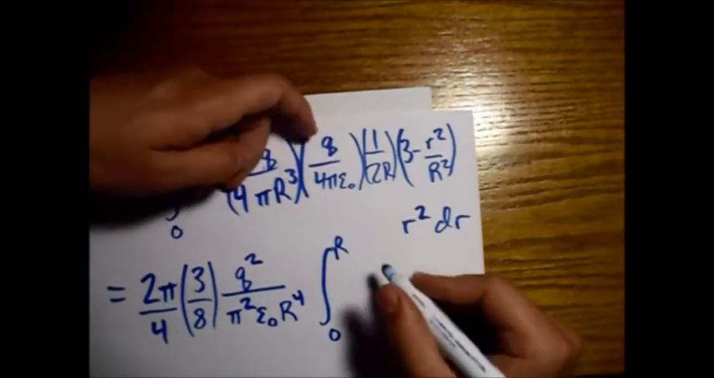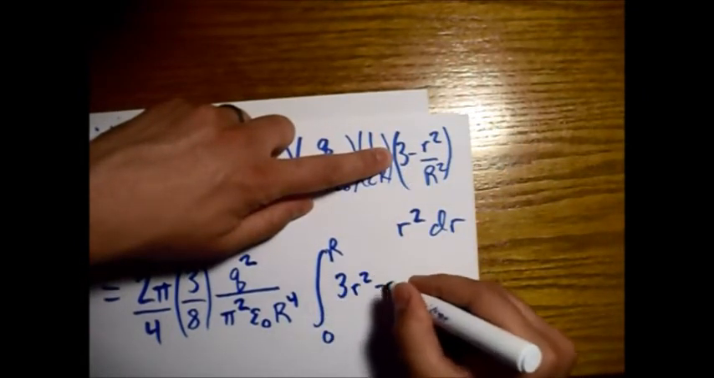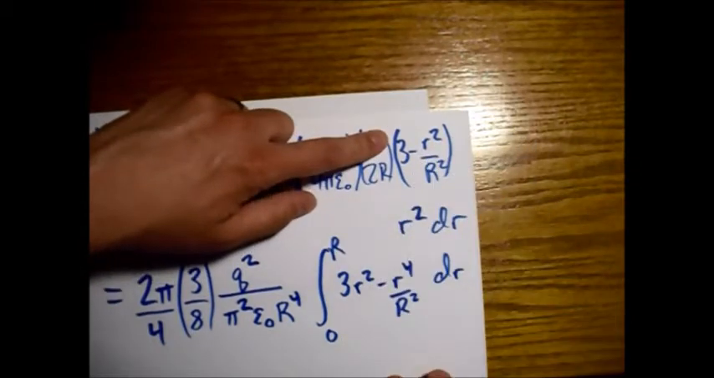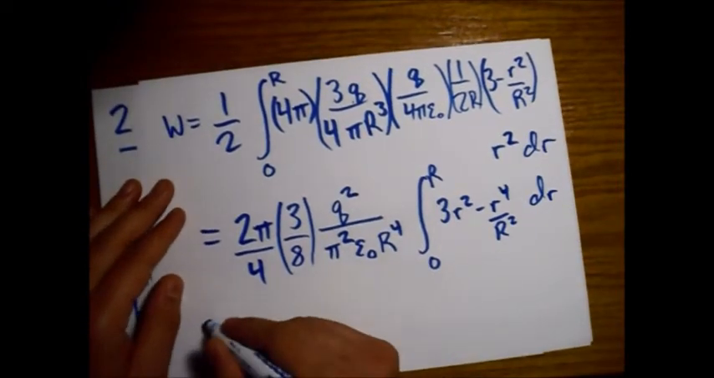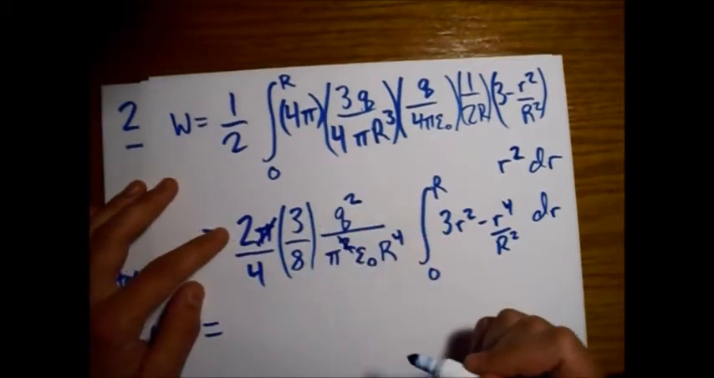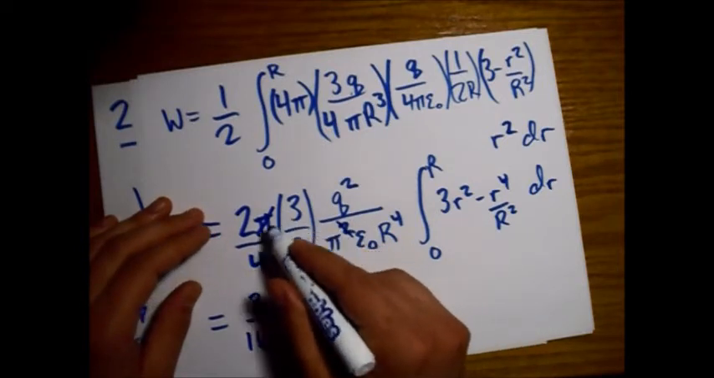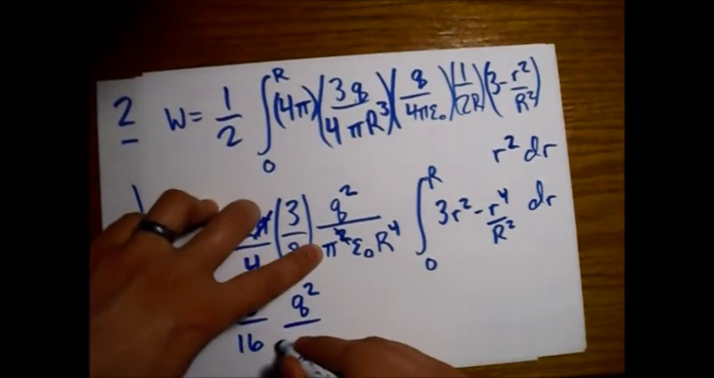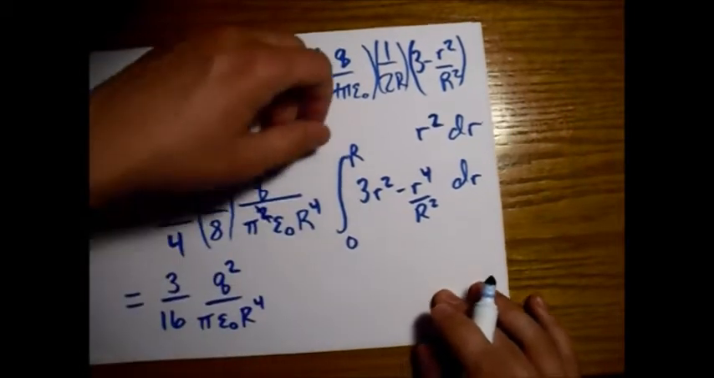And now for our integral, we have this term right here, which is multiplied by r squared. So we have a 3r squared minus r to the 4th over big R squared dr, right? So just multiply this into there. Okay, so let's see what we can simplify here. One of these pi's will divide out, and then we have what would be 6 over 32, so a 3 over 16 from those. And then we have our q squared over pi epsilon naught, and then R to the 4th. Okay, now we have this integral.